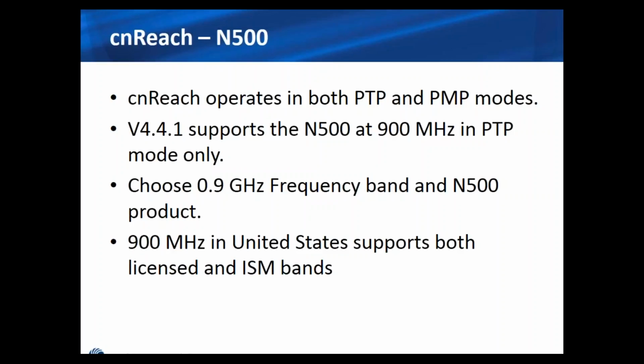In LINKPlanner in the PTP side, select 0.9 GHz band and N500 will be available as a product option while selecting the product. In the US, at 900 MHz, the N500 supports both the licensed and ISM bands, which means that as you plan the links, depending on which band setting you select, you will see features that are either similar to our other unlicensed products or to our licensed product.